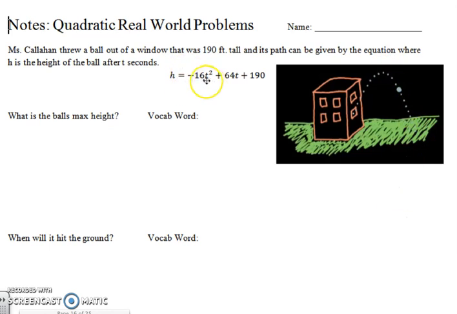So pretty much every single real-world problem we're going to be doing is going to have an a of a negative because it's going to be opening down due to gravity.